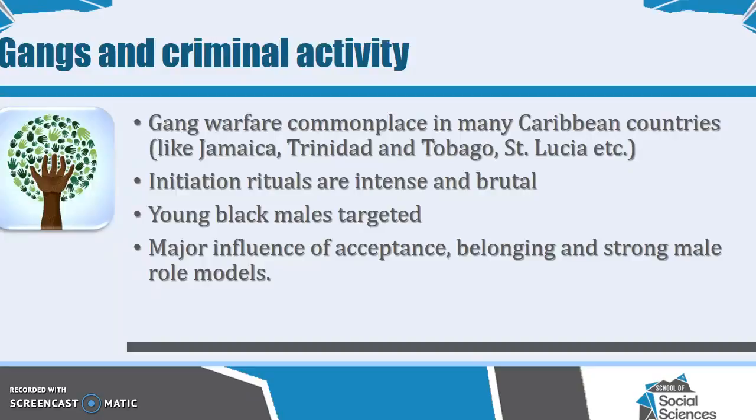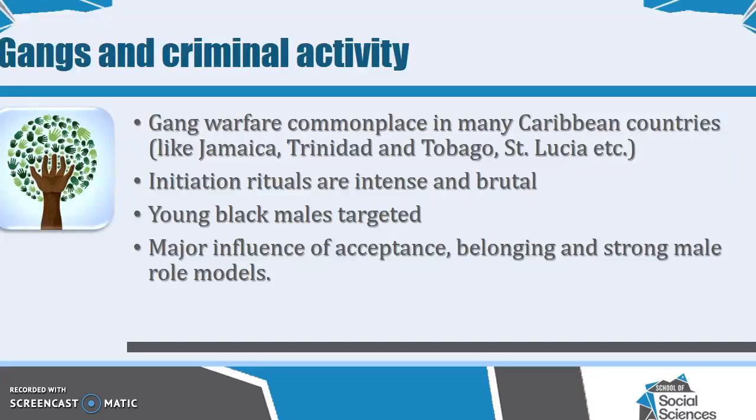What role do gangs play in criminal activity? Gang warfare is becoming commonplace in Caribbean countries, and I think practically every Caribbean country is experiencing this element of gang warfare. But we have countries where we see that it is becoming an everyday norm, especially in Jamaica, in Trinidad and Tobago, and in St. Lucia. And I'm sure you would see as well that it is becoming a major issue in Antigua.